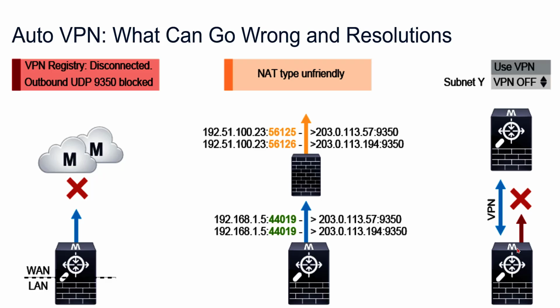Number 2, NAT type unfriendly. The middle scenario. A little bit more advanced. The MX can reach the registry, but NAT behavior is inconsistent. We need to check port translation, port address translation, especially the rewriting rules, multiple public IPs, or maybe some sort of symmetric NAT behavior. Here we're going to get incorrect peer info in our registry, or incorrect tunnel information. The tunnels basically won't form, right?